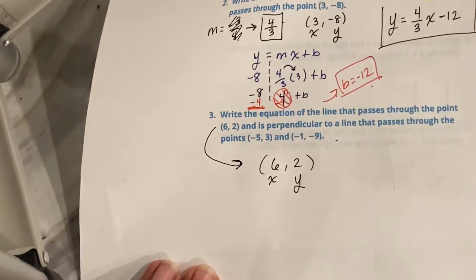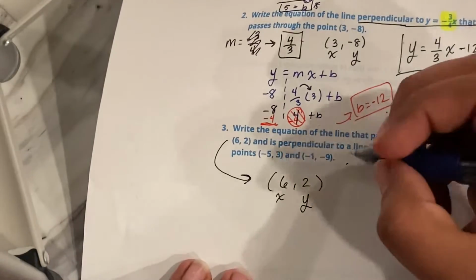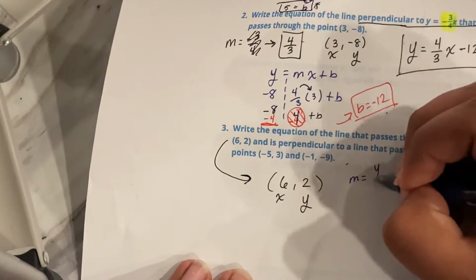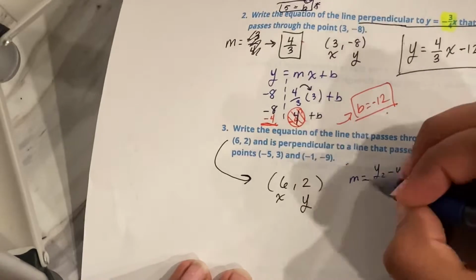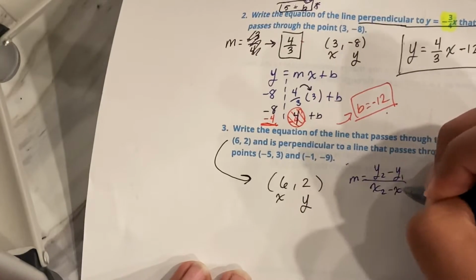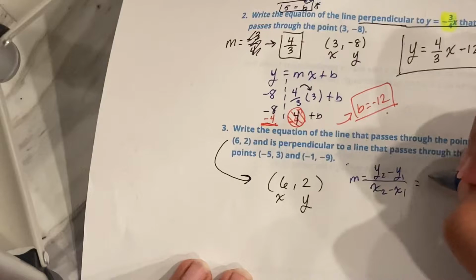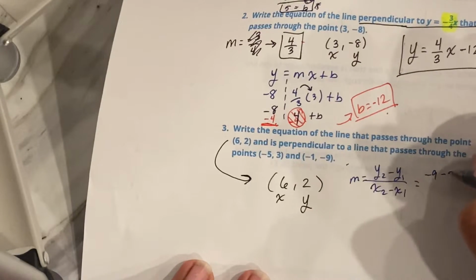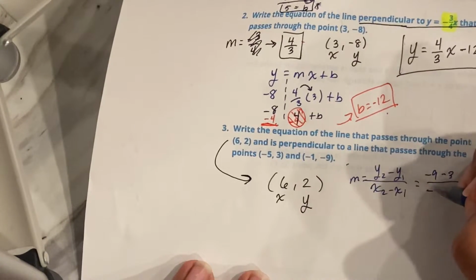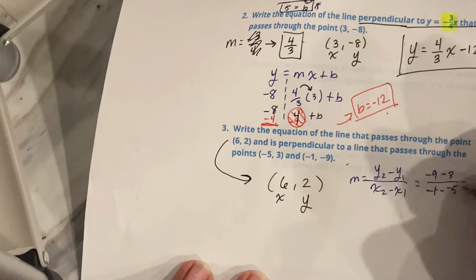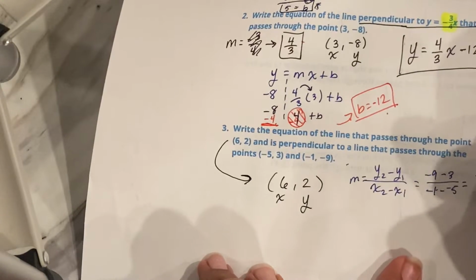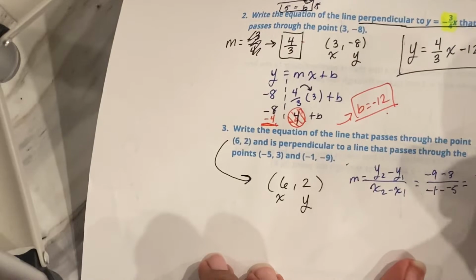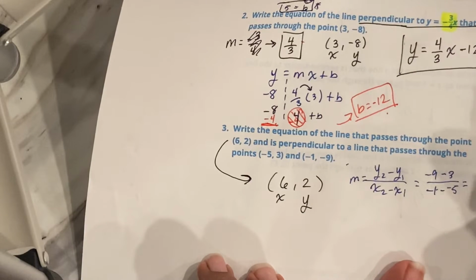Going to use the formula real quick. y2 minus y1, x2 minus x1. We got -9 minus 3, -1 minus -5, -12. This looks like a 4, I think. Double check it if you must, which gives me a -3 for the first slope.